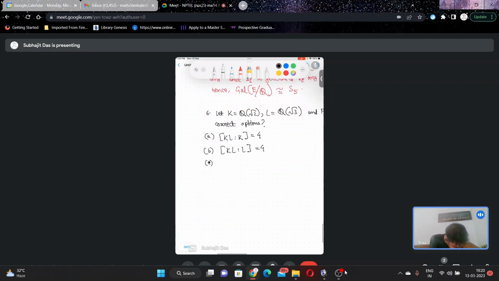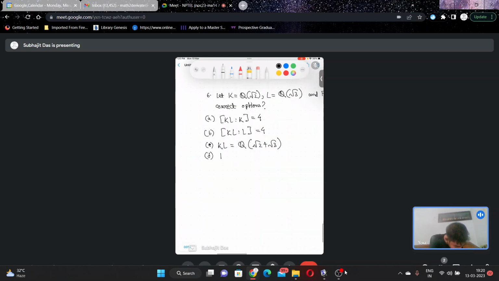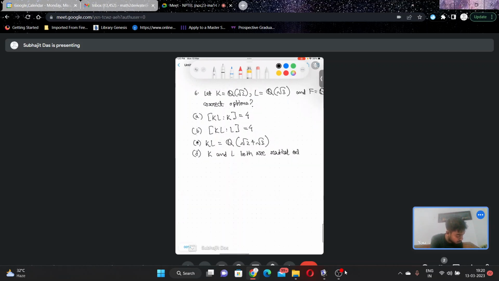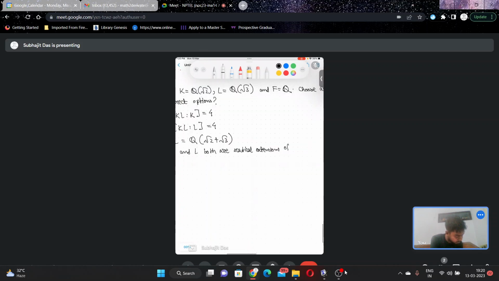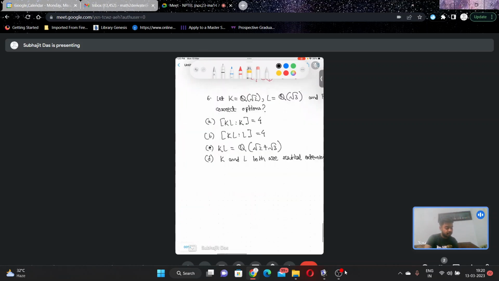Option C says that KL is actually equal to Q adjoined with square root of 2 plus square root of 3. And the fourth option says that K and L both are radical extensions of F. Now this is easy, this is not difficult at all. So we consider the solution.